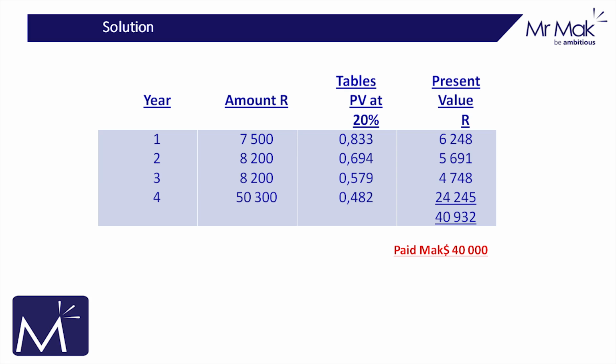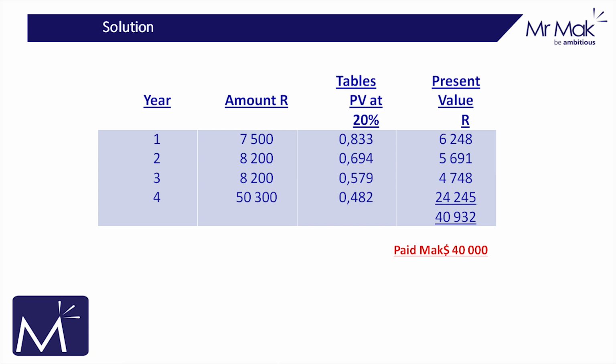So what's the solution? In the answer you're looking at, in the first year there was $7,500 worth of cash flows. So the $7,500 in the first year is discounted using the 20% discount rate. After 1 year, that gives us a present value factor of 0.833 according to the tables, which gives us a PV of 6248. The second year had net cash flows of 8,200.